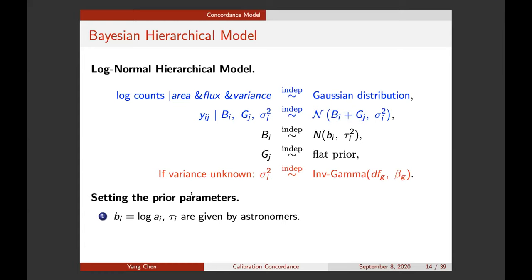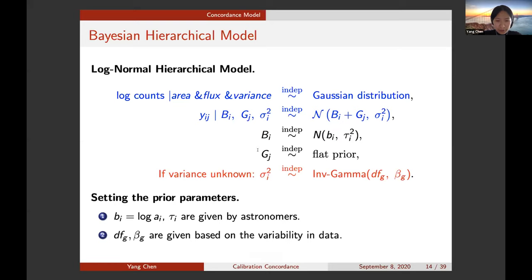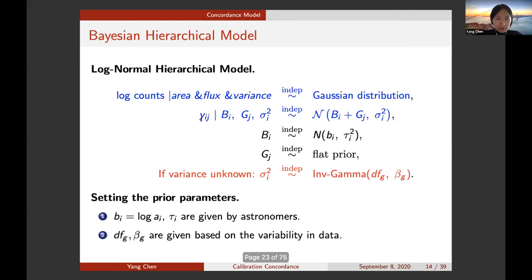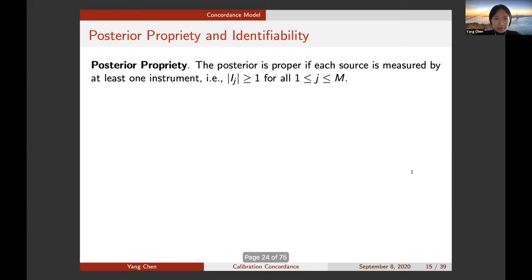So the way that we set the prior parameters is that we set the priors for the effective areas by the scientific knowledge, and the others are just based on the variability of the data and our ignorance about the parameter, for example, the flux. So this is a log normal hierarchical model, and there's a way of fitting this model. However, we studied different properties of this model.